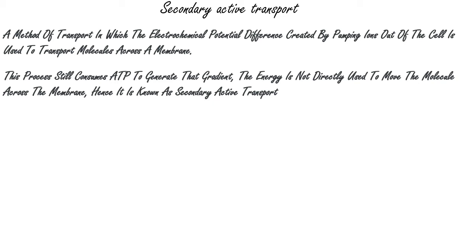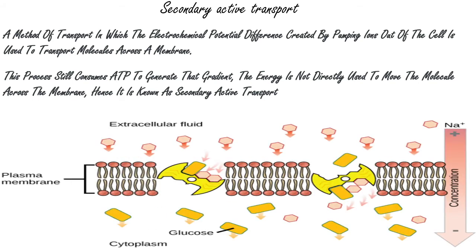Why secondary? Because in this transport, energy is not directly used. Instead, secondary active transport is a method of transport in which the electrochemical difference created by pumping ions out of a cell is used to transport molecules across a membrane. Here, the process still consumes ATP to generate that gradient. The energy is not directly used to move the molecule across the membrane, hence it is known as secondary active transport. What happens in this?